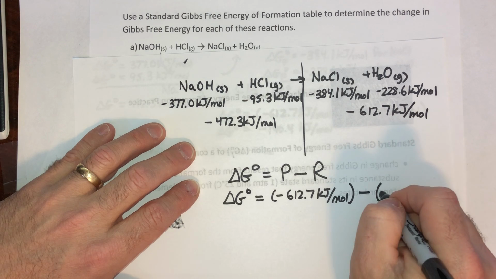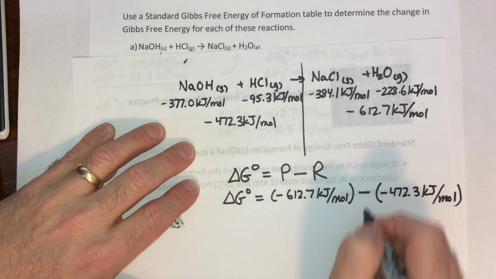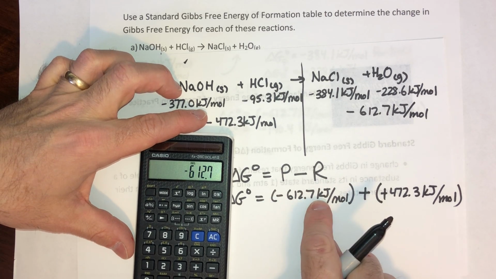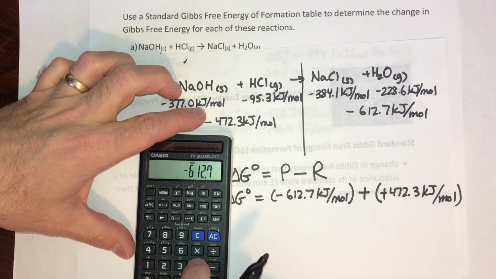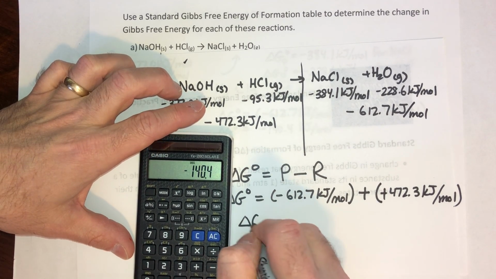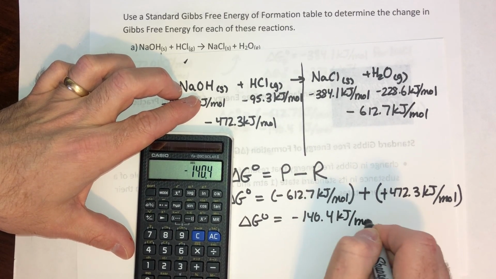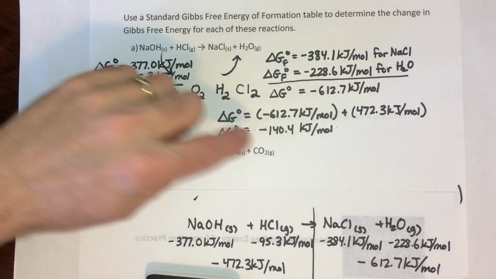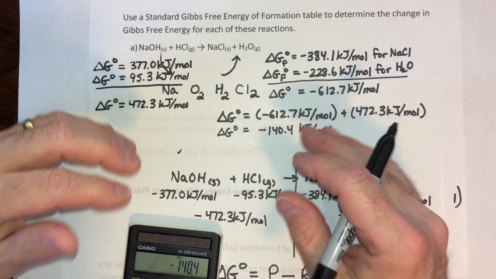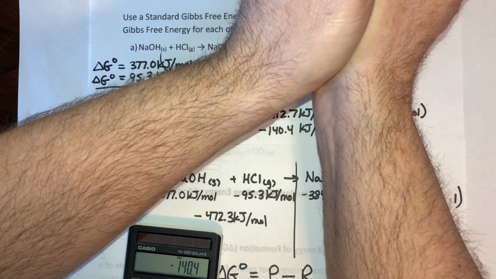minus the minus 472.3 kilojoules per mole. Negative and negative is positive. And if I put that in my calculator, okay, negative 612.7 is already there, plus a positive 472.3 gives me an answer of minus 140.4 kilojoules per mole, which I believe is the exact answer we got the last time. Right? Here, we thought of it more as it actually happens, right? Talked about it as taking them apart and then putting them back together.